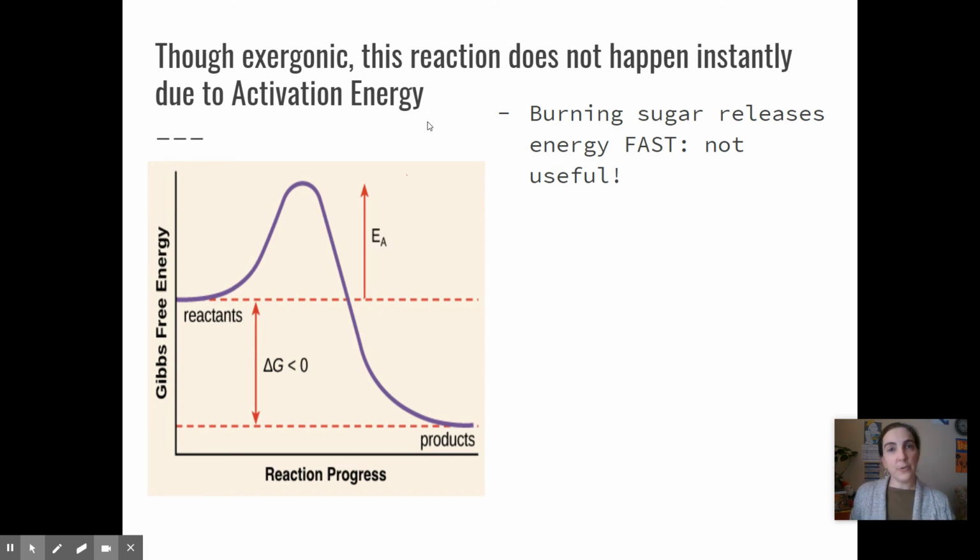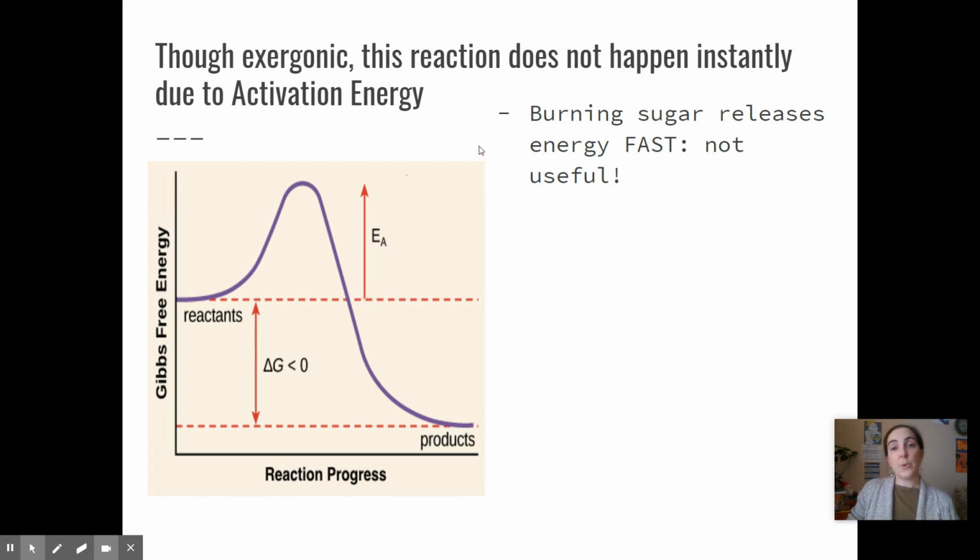A good analogy for this that I've heard is if you put a flame to the gas tank of your car, it's going to release a lot of energy real fast, right? Like it's going to explode. That's not going to help your car to drive, right? It releases the energy, but not in a way that's useful.